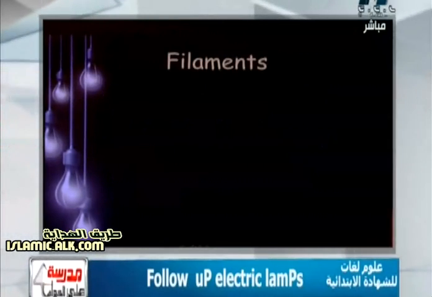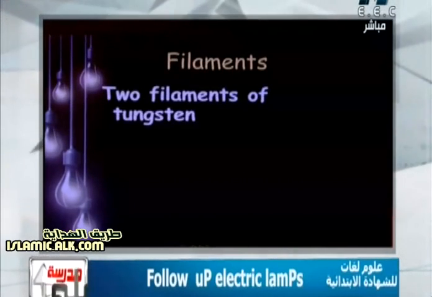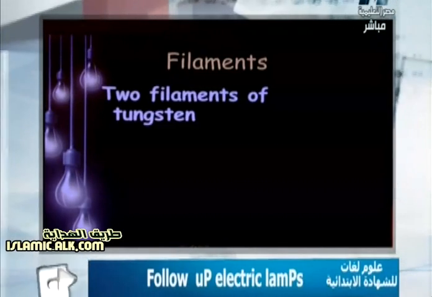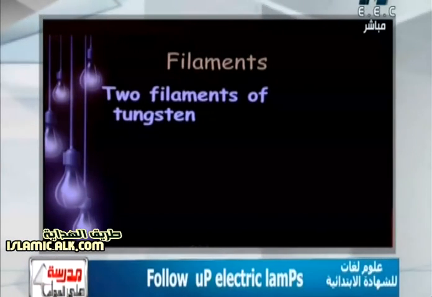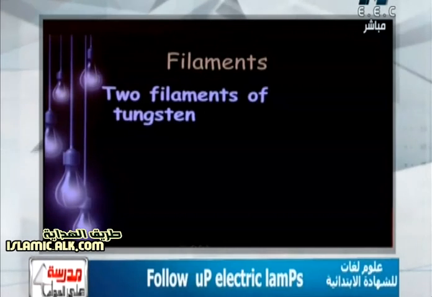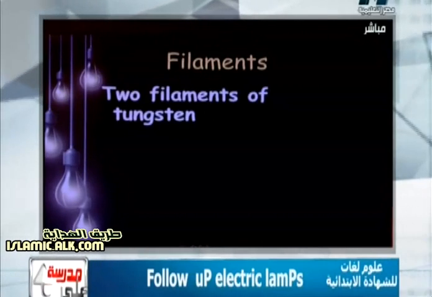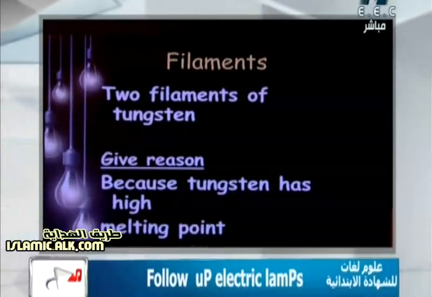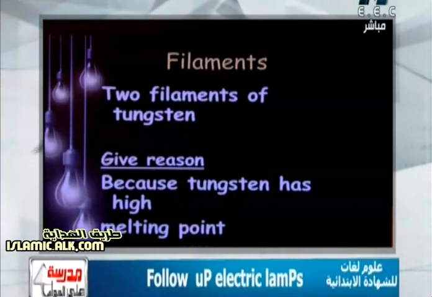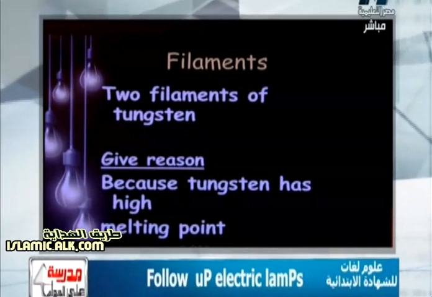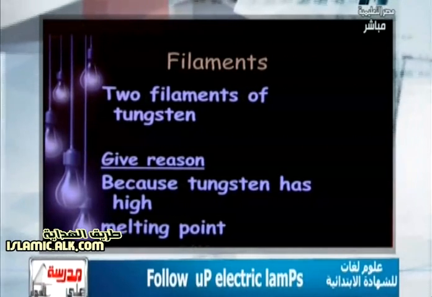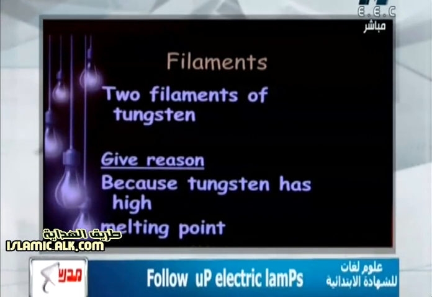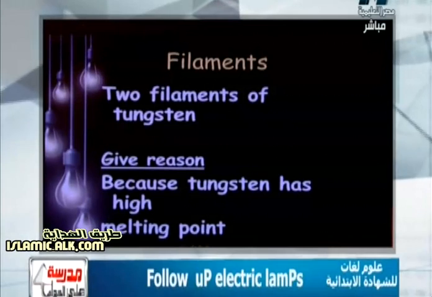So what about the filaments? They are two filaments of tungsten. Give reason: why do we use tungsten in the two filaments of the fluorescent lamp? I'm sure the answer is the same as for the light bulb. The filament of the fluorescent lamp is made of tungsten because tungsten has a high melting point. So why do we use tungsten in the light bulb or the fluorescent lamp? Because tungsten has a high melting point.